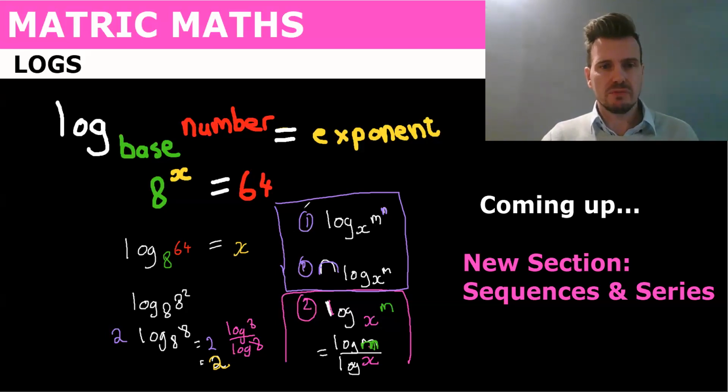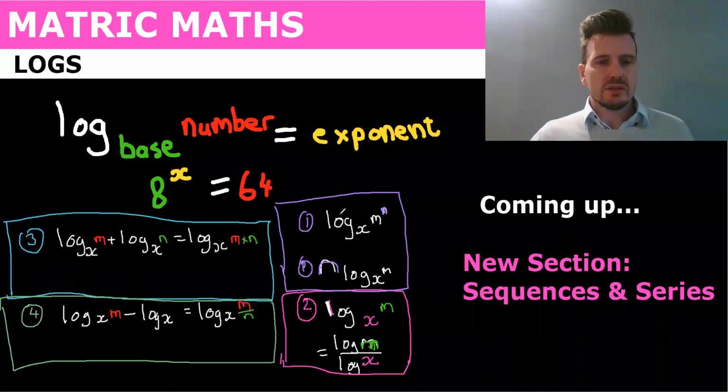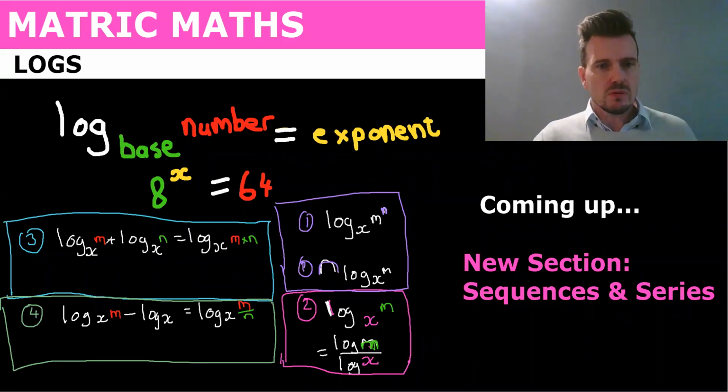So I'm going to pause the video there, and I'm going to carry on with the other 2 log rules I want to show you. Right, so let's look at the other 2 laws. One is that when we add logs with the same base, we can multiply the numbers m and n.